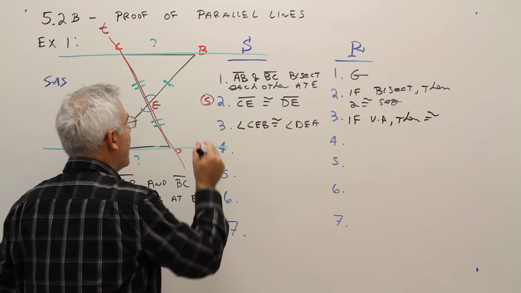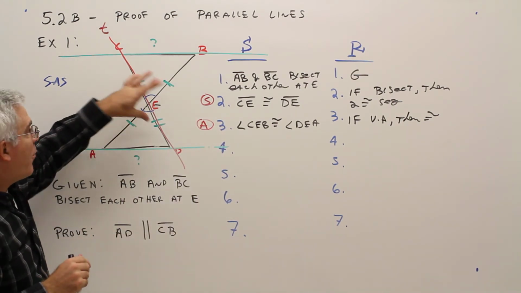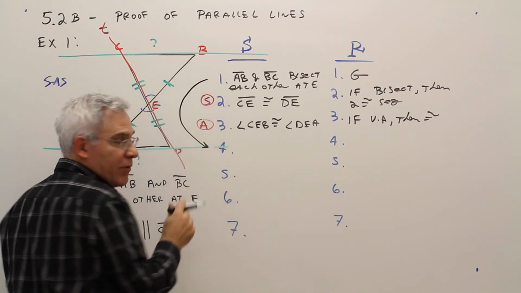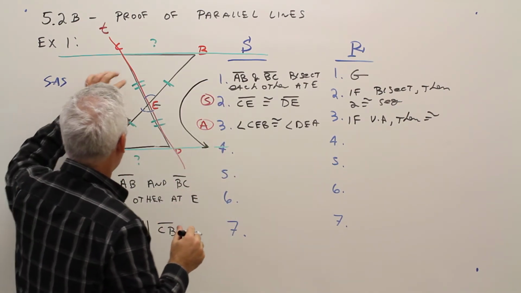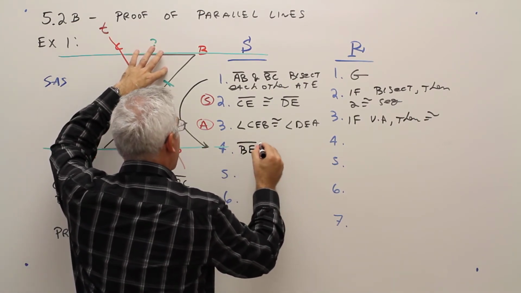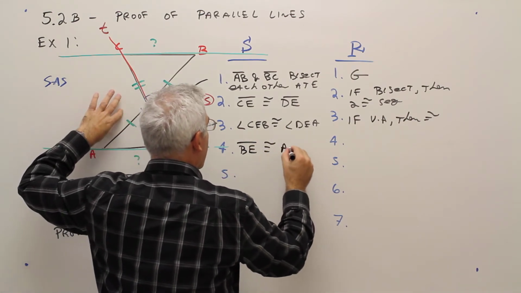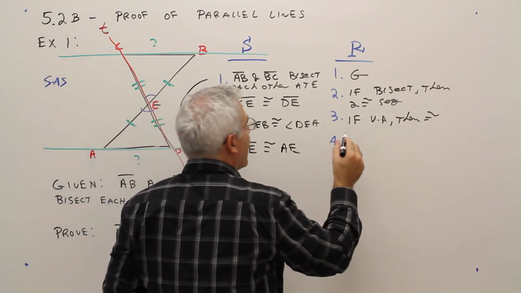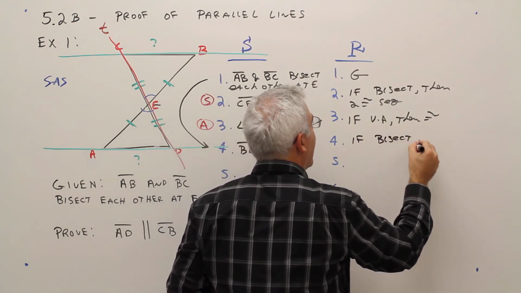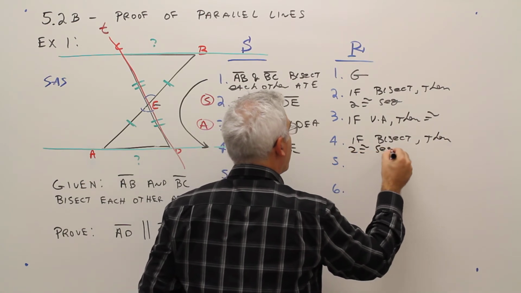Okay, got my angle. Then from the bisecting, I've got the other ones. Again, that stems from this. So just a little jump in logic. It's okay to draw arrows. So I'll go BE is congruent to AE. Again, if bisect, then 2 congruent segments.